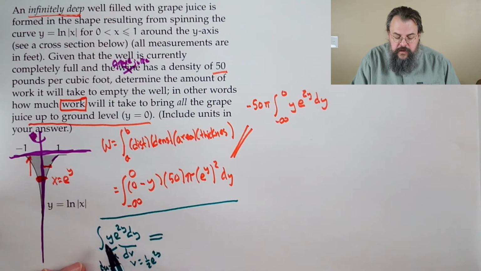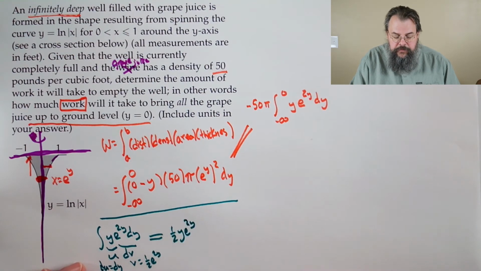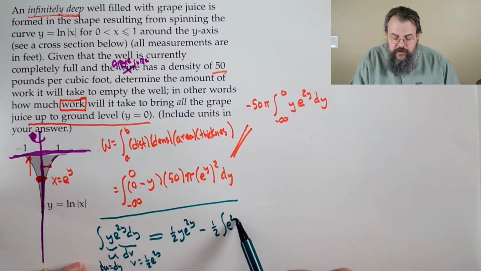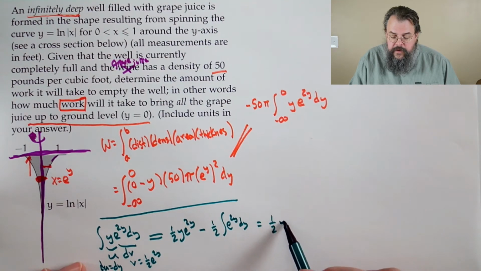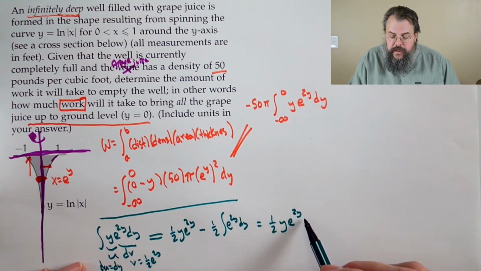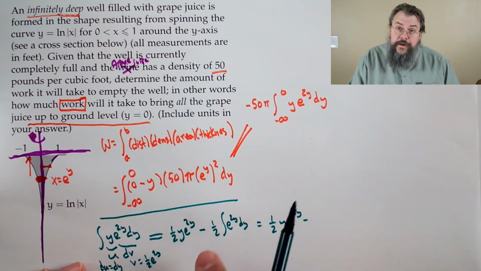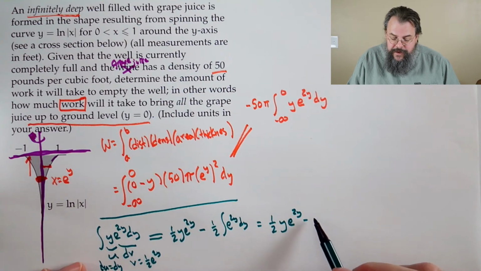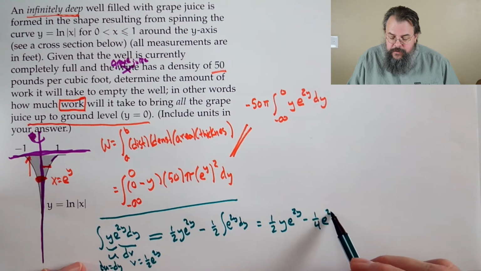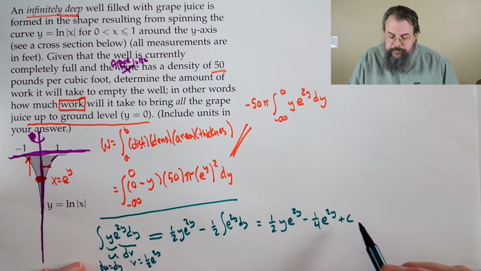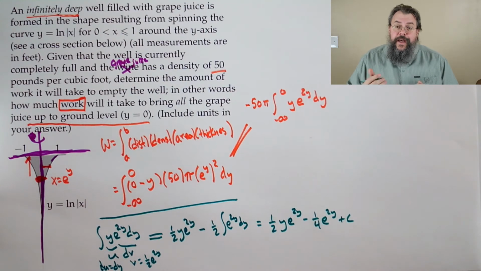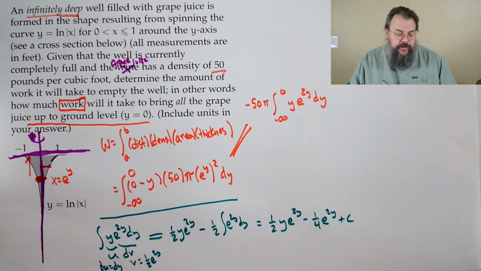So this becomes uv, 1/2 y e to the 2y, and then minus the integral of v du. So there's a half integral e to the 2y dy. So that's 1/2 y e to the 2y, and this integral, bring out another 2, so minus 1/4 e to the 2y, plus c. Okay, so we can do that integral by parts. It's not a bad integral to do.